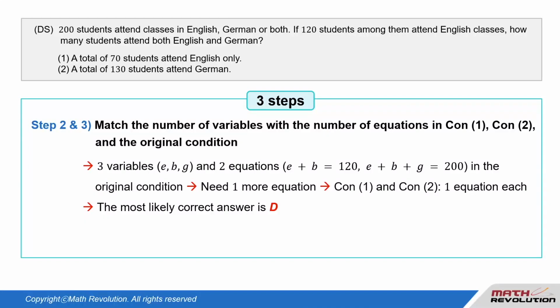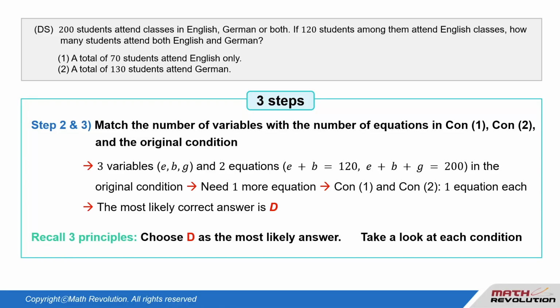Follow the second and third steps. From the original condition, we have 3 variables, E, B, and G, and 2 equations. E plus B equals 120, and E plus B plus G equals 200. To match the number of variables with the number of equations, we need 1 more equation. Since conditions 1 and 2 will provide 1 equation each, D is 60% likely to be the answer. Recall the 3 principles and choose D as the most likely answer.